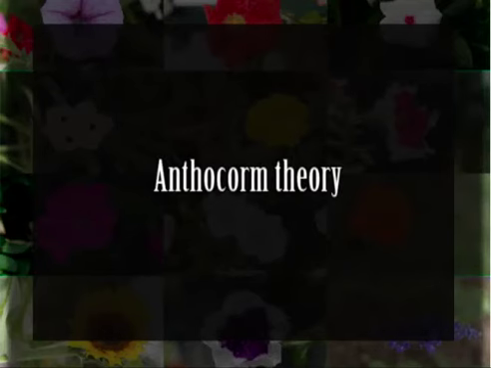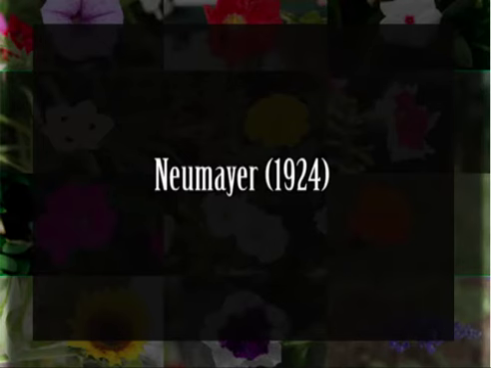The existing theories and hypotheses about the origin of angiosperms include the Anthocorm theory. This theory is a modified version of the Pseudanthial theory and was proposed by Neumayer in 1924 and strongly advocated by Meeuse. According to this theory, the angiosperm flower has several separate origins, that is, the angiosperms are polyphyletic in origin.